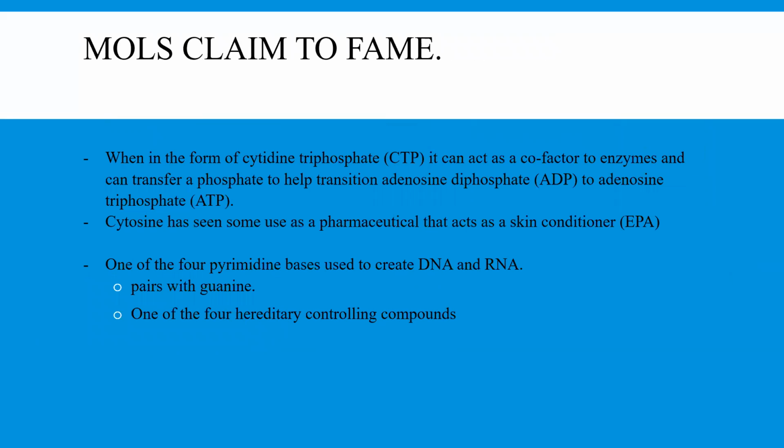The molecule's claim to fame. When in the form of cytosine triphosphate, CTP, it can act as a cofactor to enzymes and can transfer a phosphate to help transition adenosine diphosphate, ADP, to adenosine triphosphate, ATP. Cytosine has seen some use as a pharmaceutical that acts as a skin conditioner, and it is one of the four pyrimidine bases used to create DNA and RNA. It pairs with guanine and is one of the four hereditary controlling compounds.